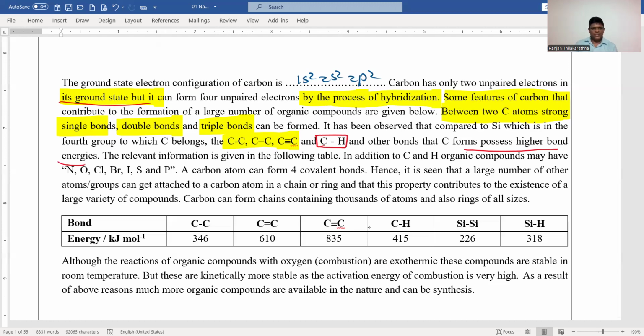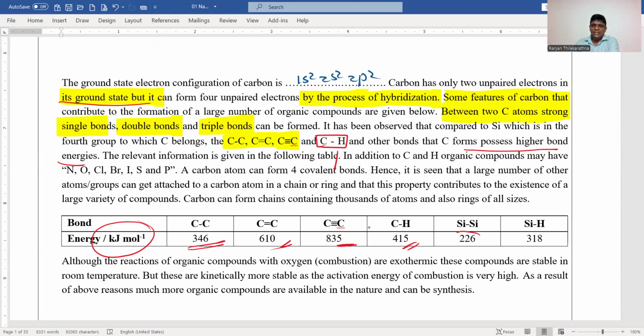The relevant information is given in the following table. The bond enthalpies are given in kilojoules per mole. The carbon-carbon single bond is nearly 346. The carbon-carbon double bond is 610 kilojoules per mole. That means if you need to break one mole of carbon-carbon double bonds, you need to give this much energy. The triple bond requires this much energy, 835. The carbon-hydrogen single bond is 415.